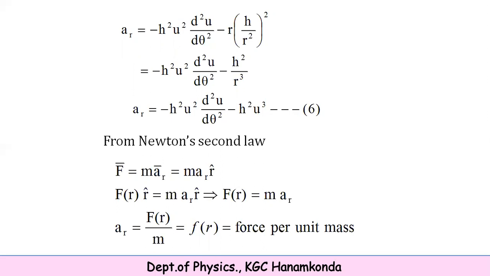But this force is a central force. Therefore, writing this force in the mathematical form of a central force as f of r into r cap, that equals m a r into r cap. Both sides have r cap, therefore f of r equals m into a r. Dividing both sides by the mass, we get a r equals f of r by m, that is f of r, force per unit mass. This radial acceleration equals equation 6.